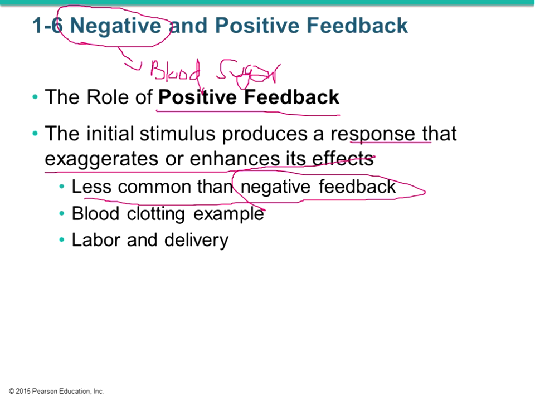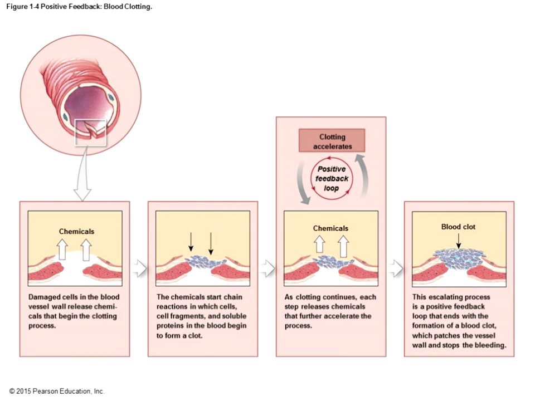And you might think, well, that doesn't make sense. Why would you want to enhance something? How is that going to achieve homeostasis? But I think if you look at a few examples here, that'll help you understand what we're talking about and how it works. So two really good examples of this are blood clotting and labor and delivery. Actually, they are good examples of positive feedback loops that ultimately help the body achieve homeostasis.